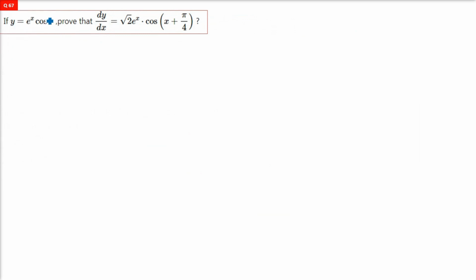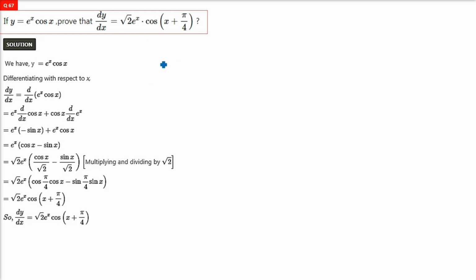Next one is y is equal to e raised to x cos x, and dy by dx is root 2 e raised to x cos (x plus pi by 4). Now how has this pi by 4 come? For that we have to do certain multiplying and dividing in one of the steps. That is the whole idea of this question.